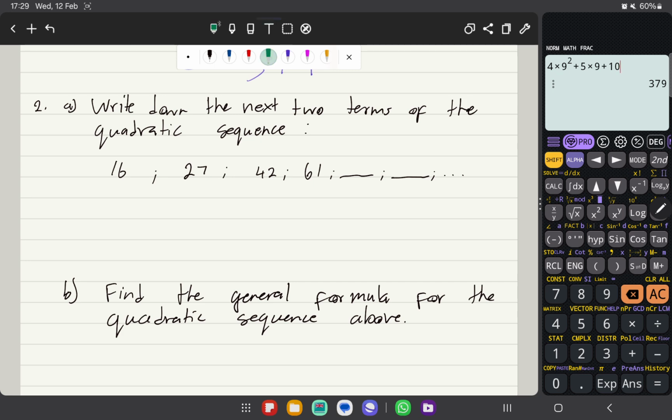So they say find the next two terms. For that to be easy, you're gonna have to do your first differences. So 27 minus 16, the answer is 11. 42 minus 27, that is 15. 61 minus 42, that is 19. Cool.